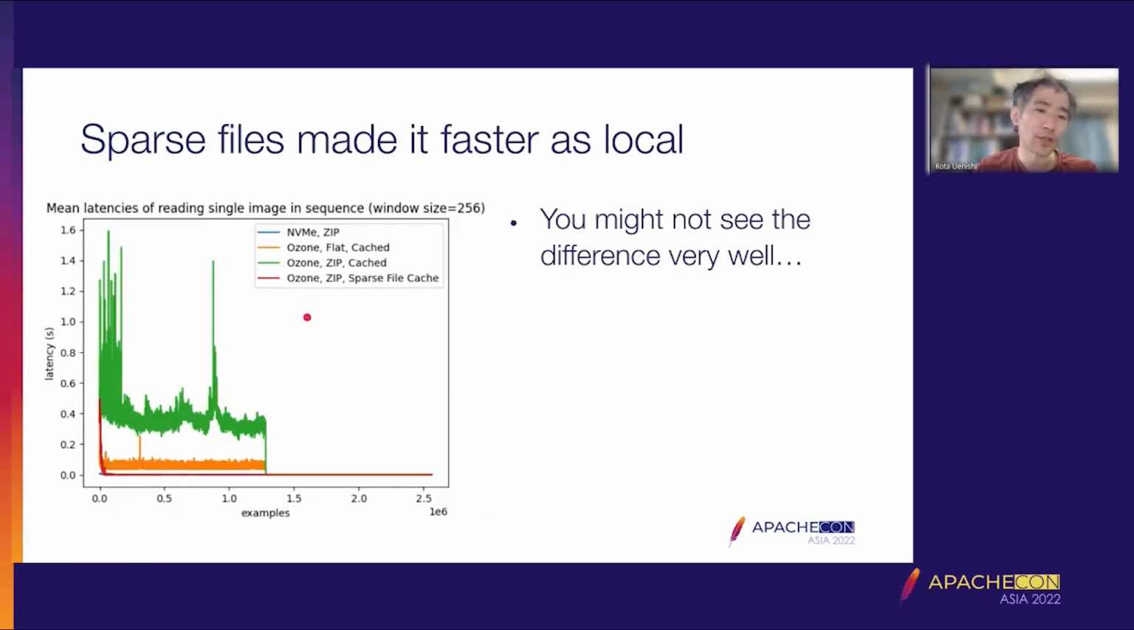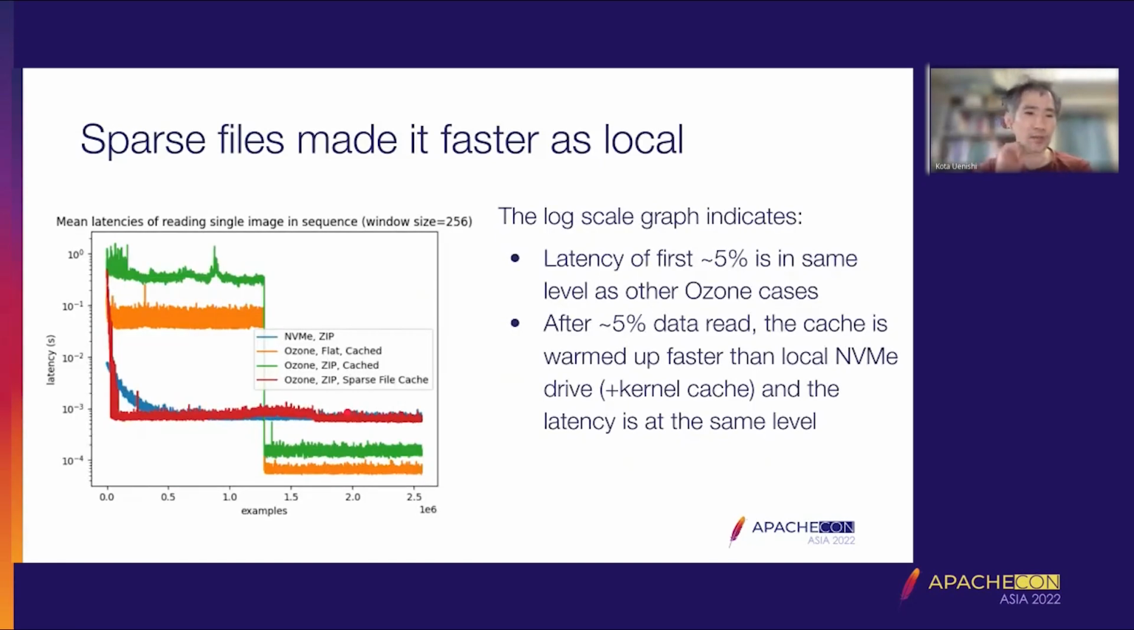I took the benchmark with that sparse file cache idea, and it is rendered as a red line here, and we can see the difference very well. So let me change the scale of the graph. The red line is the new sparse file cache, and it needs about 5%, like reading the first 5% of the whole zip file, to fetch that data. I think we can safely say that the cache is warmed up very well by just reading the first 5% of images with prefetch, and it is even much faster. It's even faster than reading from NVMe zip.